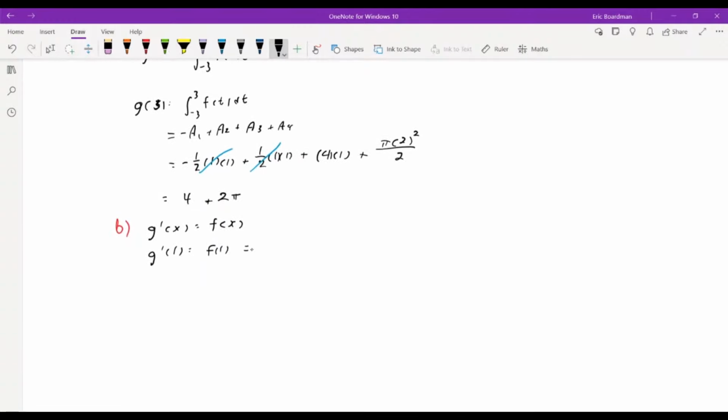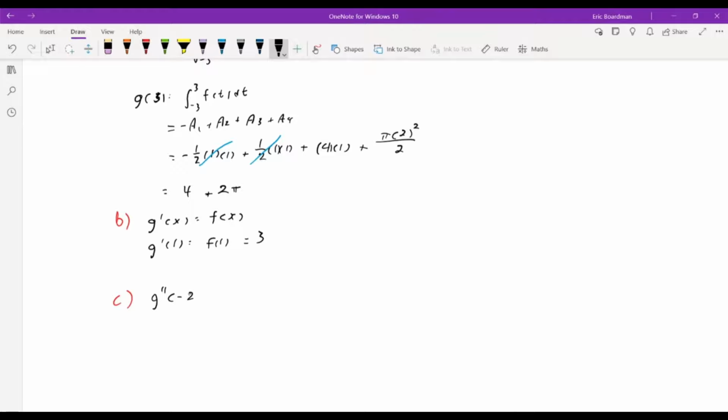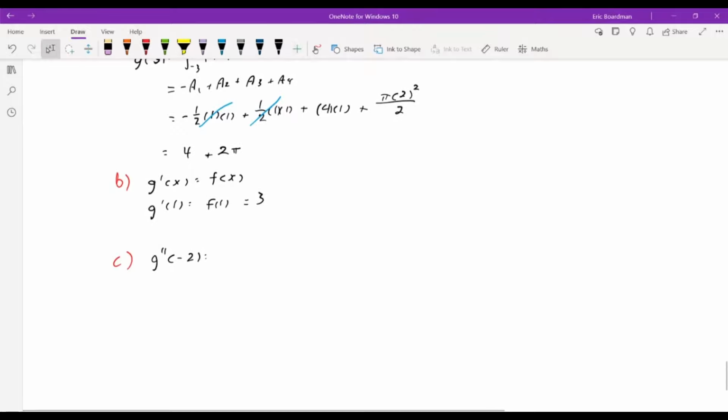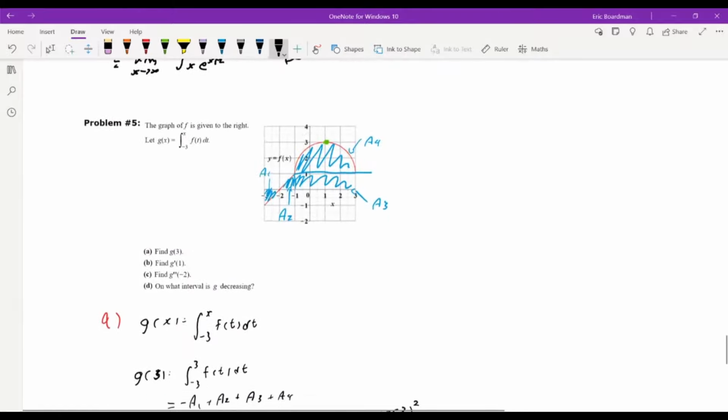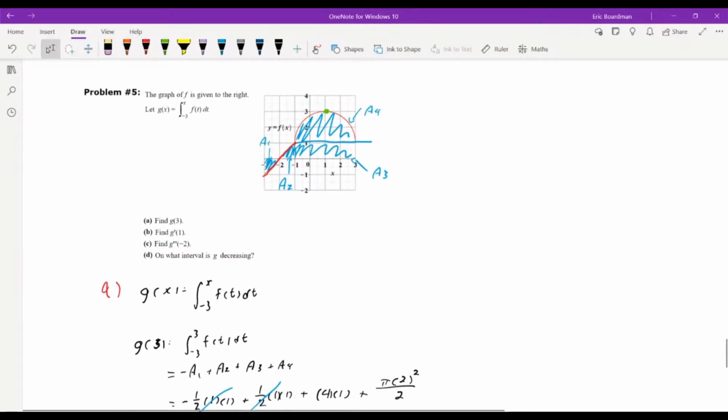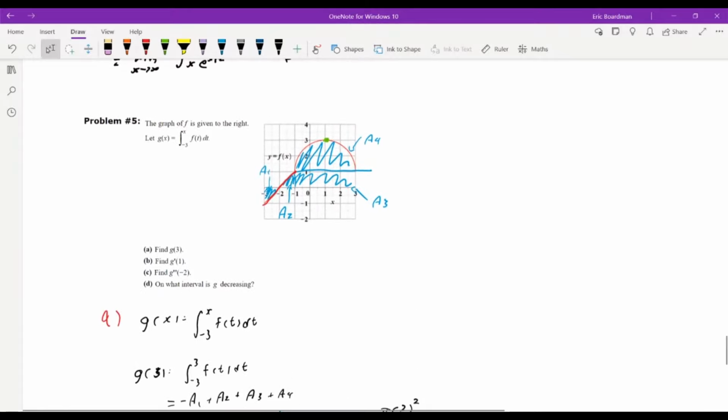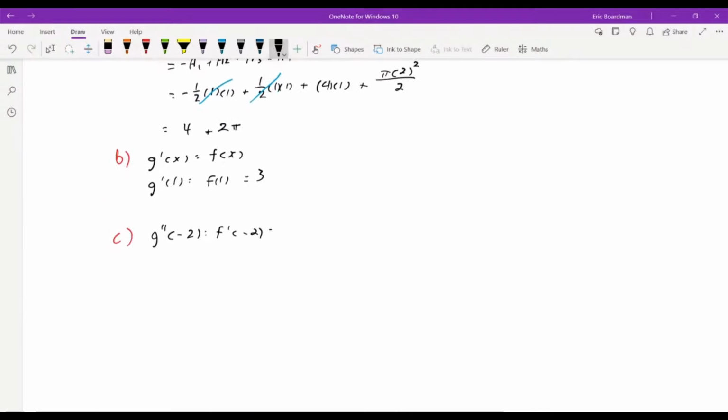Now C, g double prime of -2. So if g prime is f, then g double prime will be f prime. That's f prime of -2. And f prime at -2 is just the slope at -2. And so that's right here. And the slope of that is just 1. You can do that yourself by doing rise over run. It goes up 1 and it goes over 1. So it's just 1.